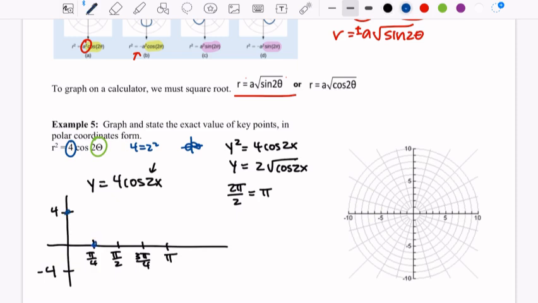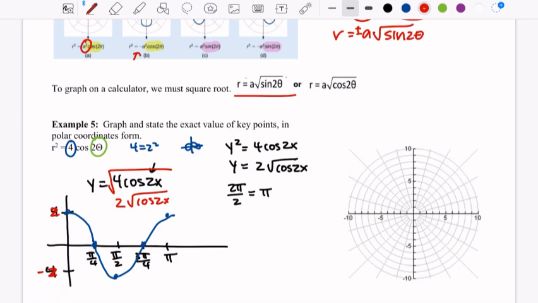So we know that this graph looks like this. Well, now we're not talking about that graph, right? We are talking about, if this was y squared, the square root of this, which ends up being 2 square root of cosine 2x. So first of all, our amplitude ends up being square rooted. So our amplitude is now going to be 2 and negative 2.